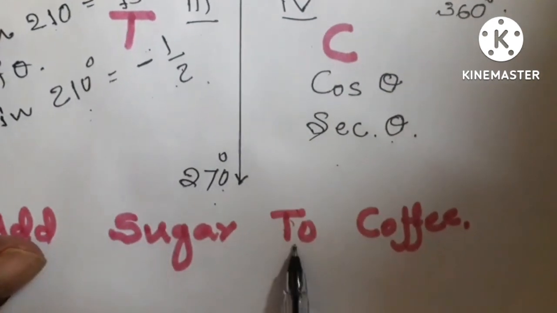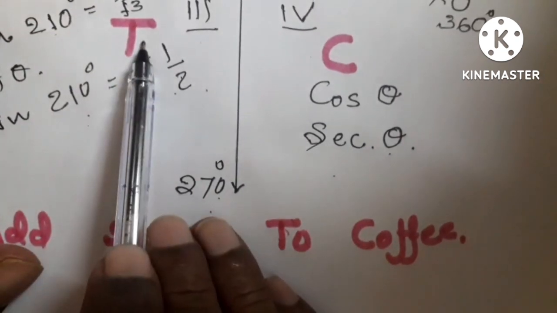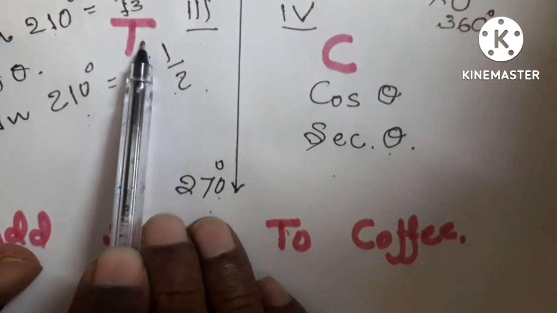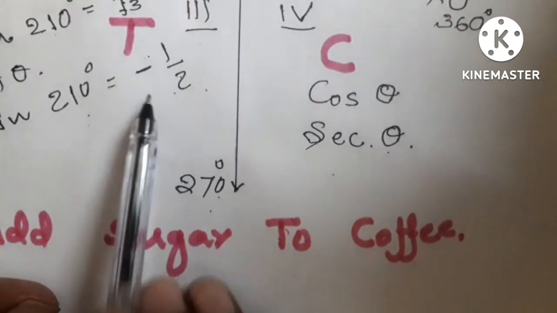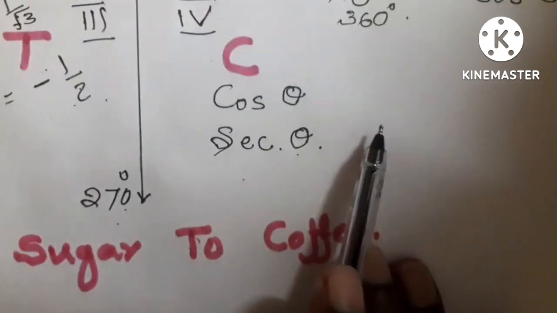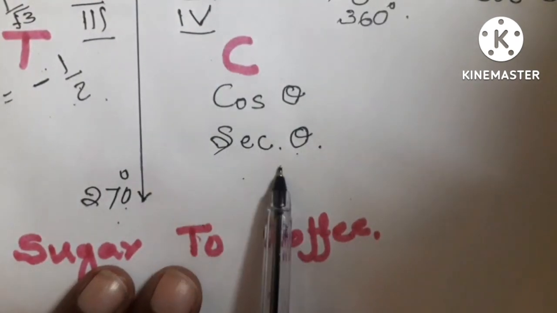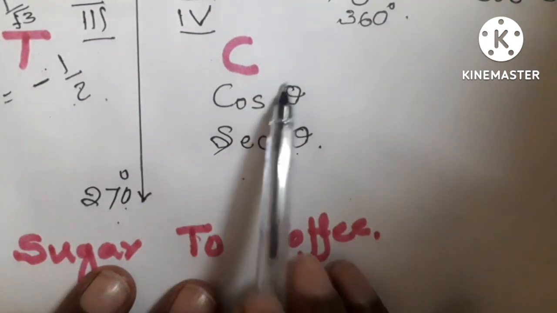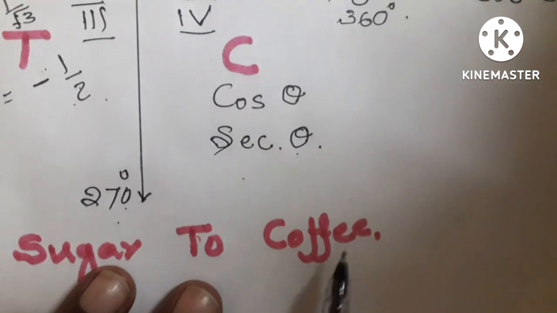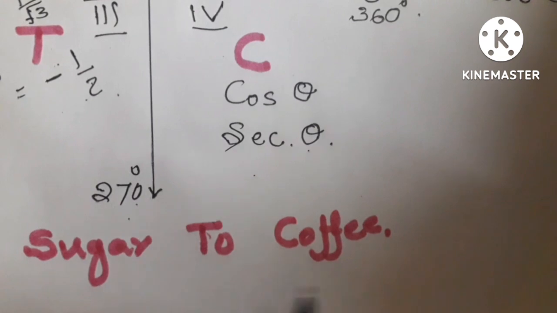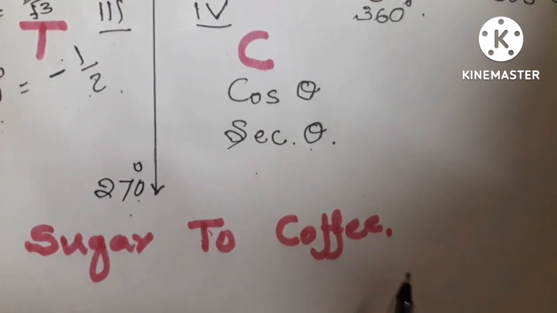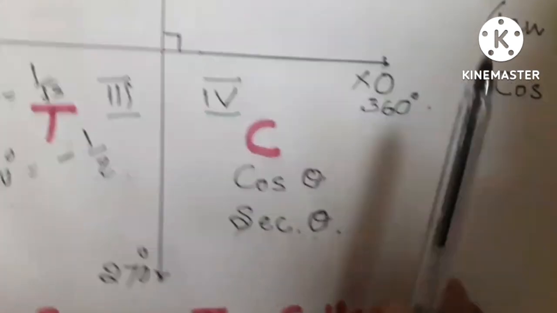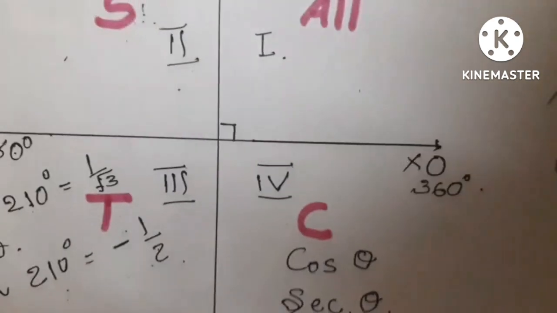In the third quadrant, tan theta and its inverse, cot theta, are positive, and in the fourth quadrant cos theta and sec theta are positive. So remember this phrase, add sugar to coffee. Then we can find out every value in the quadrants.